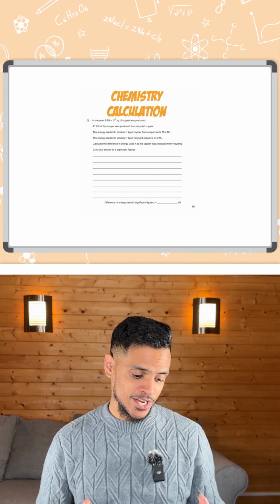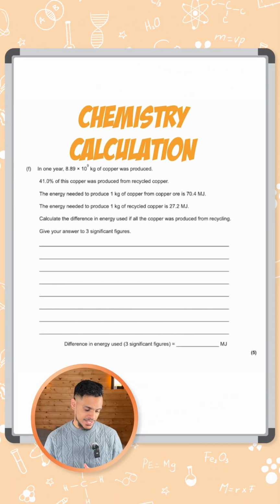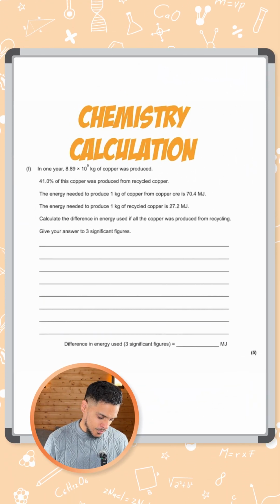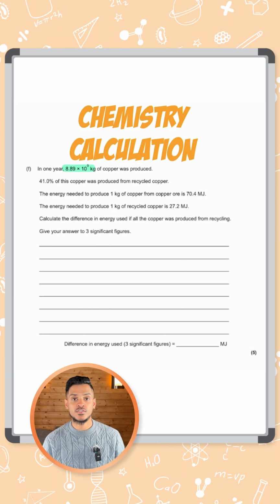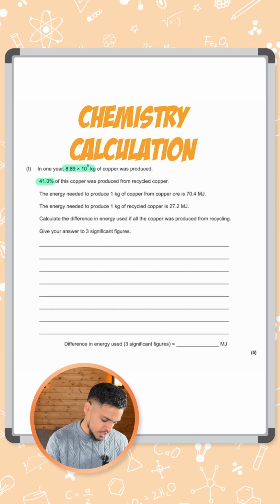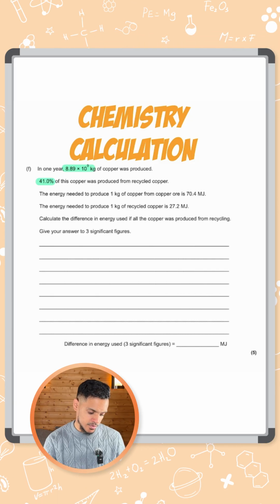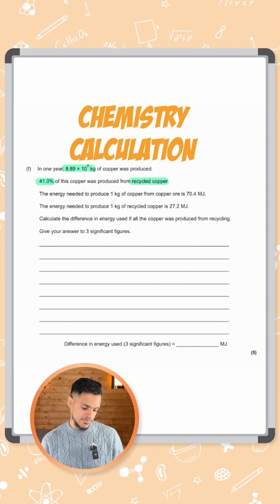Right, this is a really tricky chemistry calculation. Let's break it down and try to answer it. So in 1 year, 8.89 times 10 to the 9 kilograms of copper was produced. It says 41% of this copper was produced from recycled copper. And then it gives us a few stats.